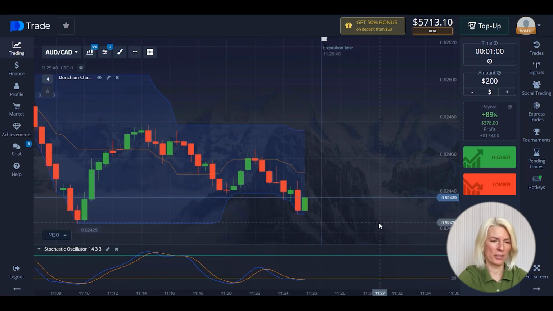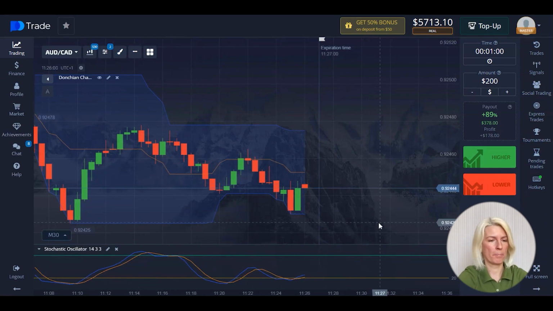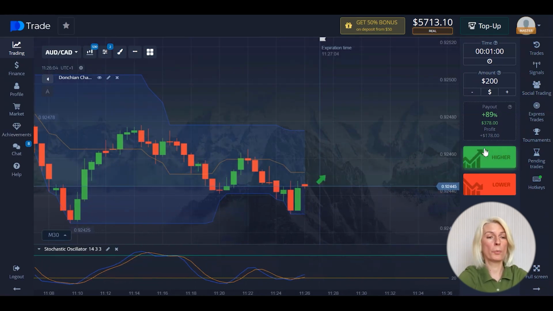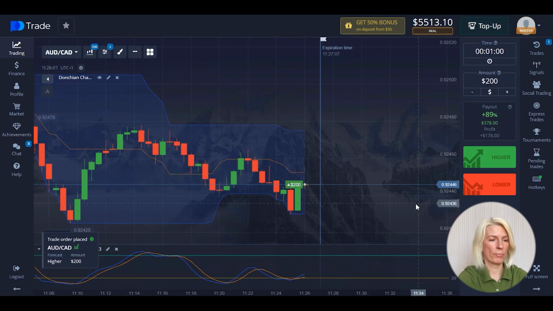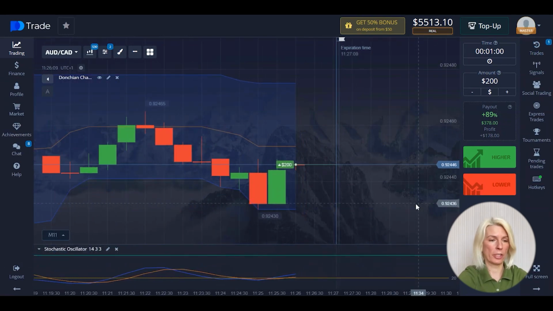But we continue. And now we're able to find another entry point for a trade, which will bring a profit to us. Having pushed back from the low, the price makes a reversal and reaches the level of 0.9244 again. I open an up trade for 1 minute with $200 in. Now I will go over the signals I saw.